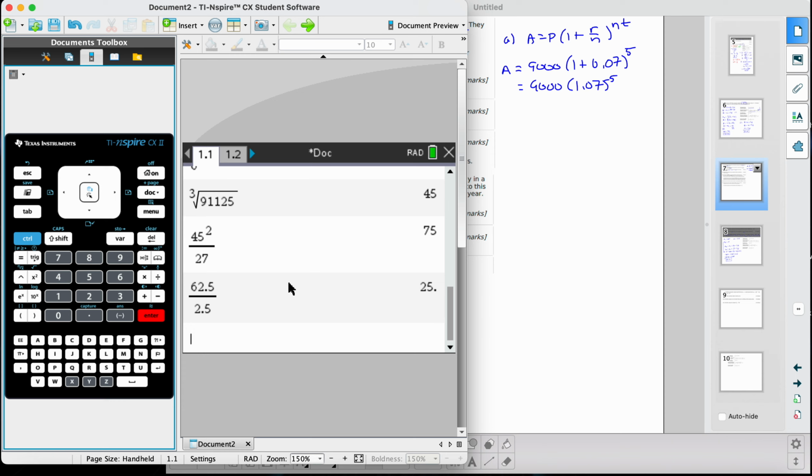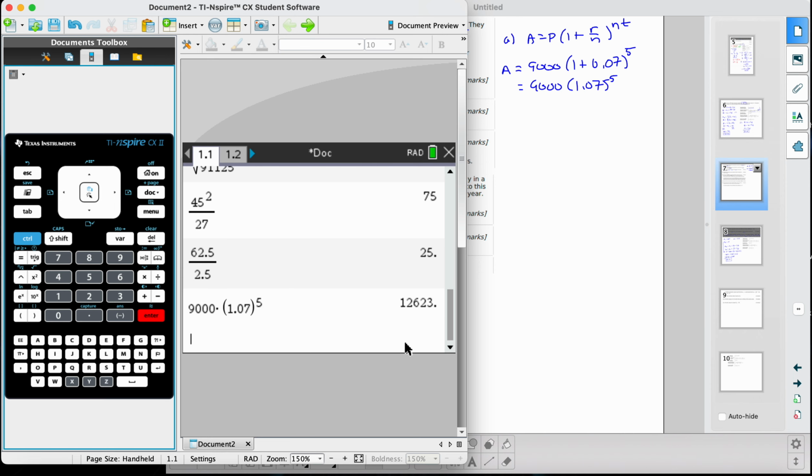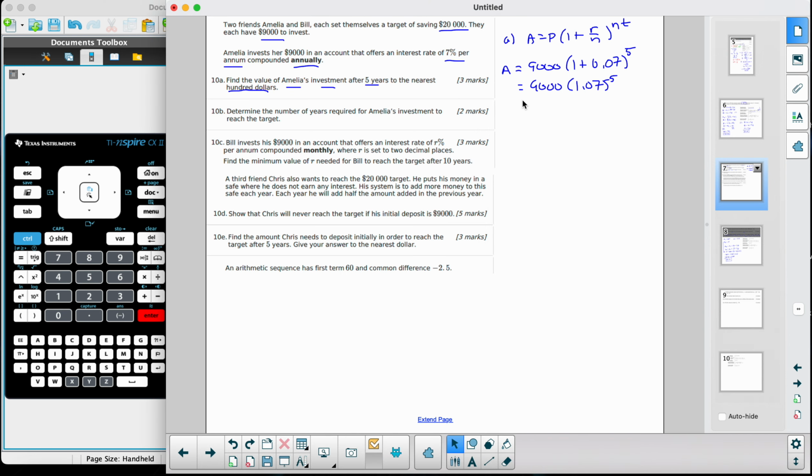All right, so I'm going to do 9,000 times 1.07 caret to the 5th power. Boom. Ooh, and it rounds to the nearest 100. Well, no, that's not rounded to the nearest 100. So we have 12,623, right? 12,623.